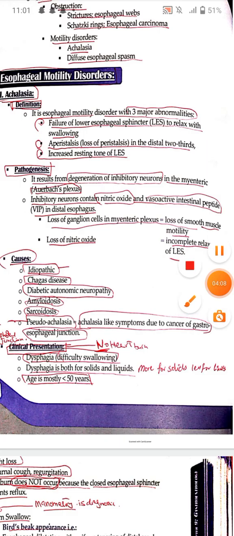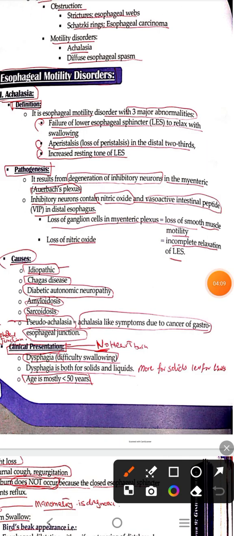So these are the normal peristaltic contractions, but these are not normal in the case of Achalasia cardia. In your book, Irfan Masood, it is written that it is an esophageal motility disorder with three major abnormalities. It is mainly a triad. Number one is failure of the lower esophageal sphincter to relax with swallowing. Number two is loss of peristalsis. And number three is increased tone of the lower esophageal sphincter.